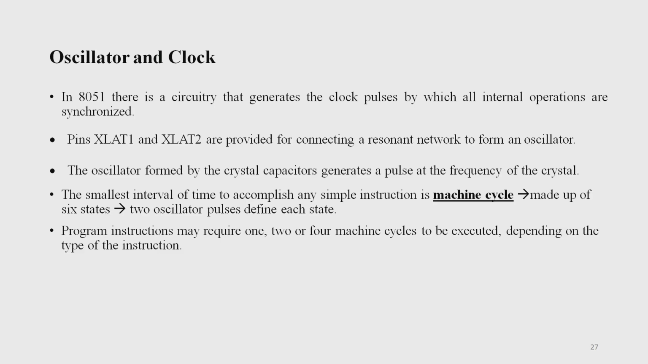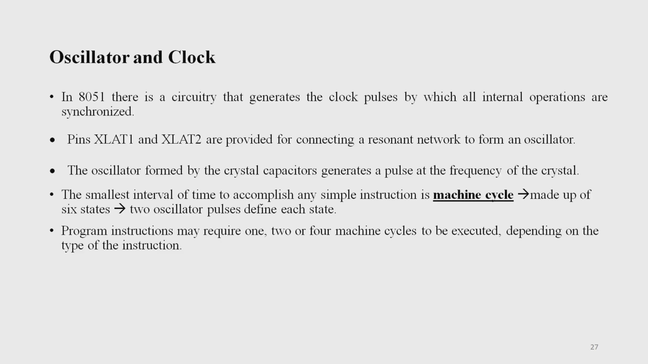Oscillator and clock circuit. In the 8051 there is circuitry that generates the clock pulses by which all the internal operations are synchronized. Here we have two pins, XTAL1 and XTAL2, which are provided for connecting a resonant network to form an oscillator. The oscillator formed by the crystal and capacitor generates a pulse at the frequency of the crystal. The smallest interval of time to accomplish any simple instruction is known as a machine cycle, and one machine cycle is made up of 6 states.